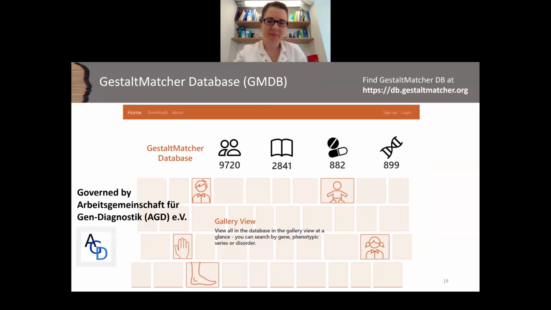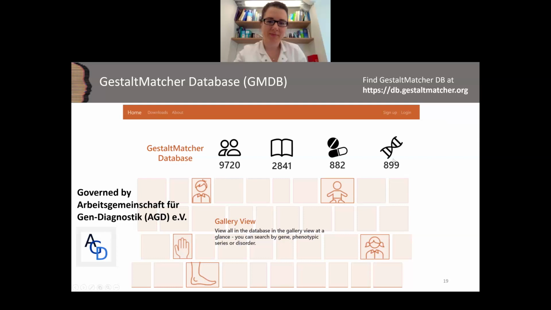This database we call the GestaltMatcher Database. Currently we already have around 9,700 patients in this database, and as I briefly mentioned, many medical students and clinicians help us to read the papers and do the annotation. We have already annotated more than 2,800 publications over the last around 3 to 4 years, and we already cover almost 800 different diseases, or almost 900.